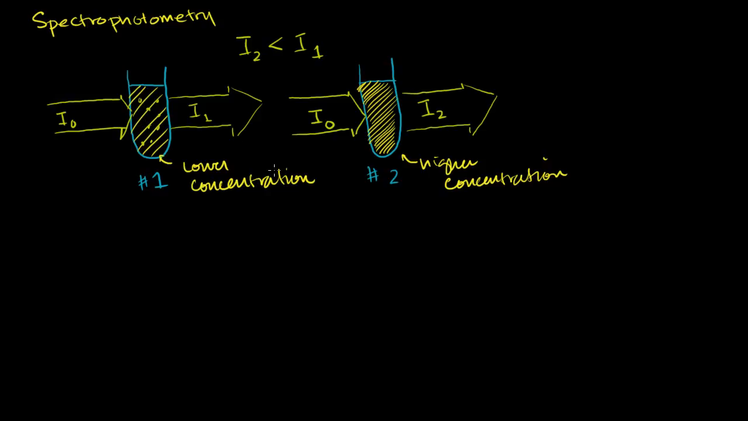It's also the case if the beaker was thicker. So if you have another situation, let me draw another beaker. If you have another beaker that is maybe twice as wide, and let's say it has the same concentration as number 2. We'll call this one number 3. It has the same concentration as number 2, so I'll try to make it look fairly similar to this.